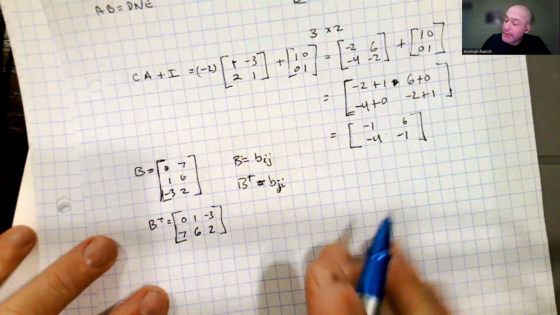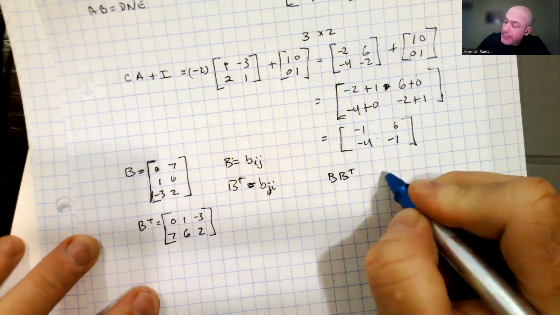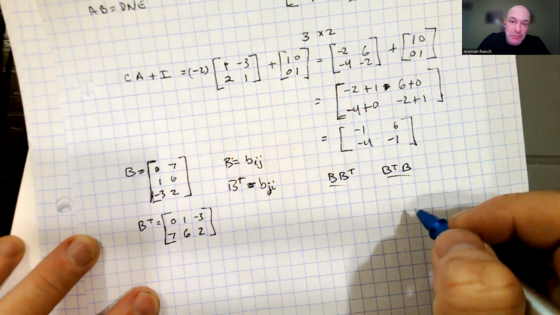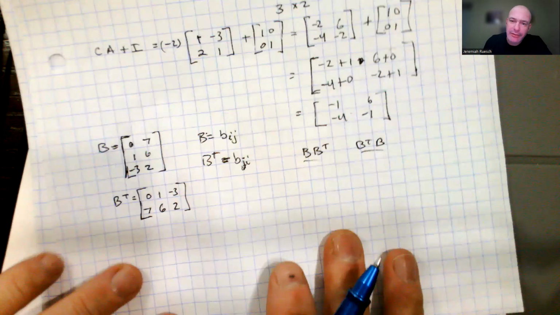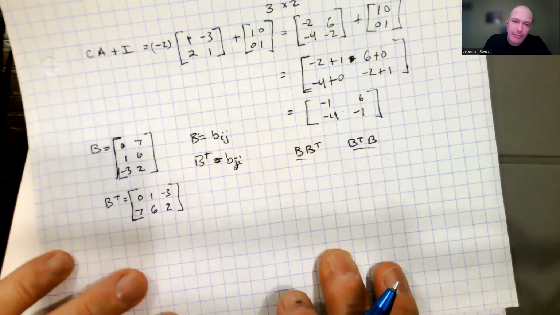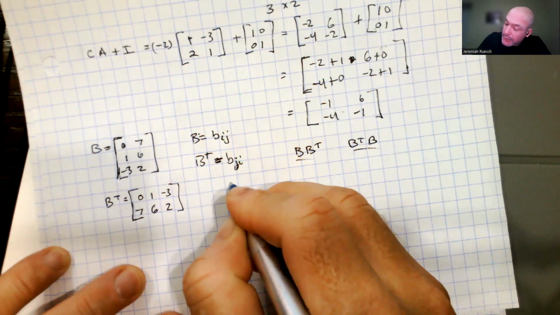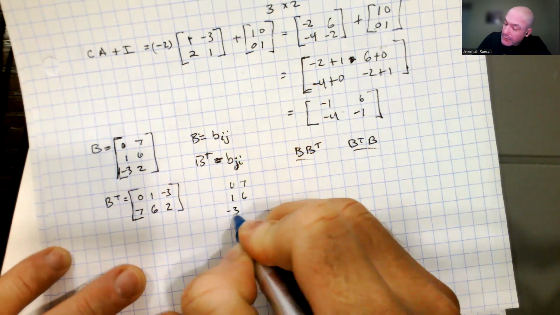Okay. So the last thing we'll want to look at is B times B transpose and B transpose times B. So let's look at these products and see one more thing, and see if we can hypothesize or make a pretty good conjecture from this calculation as well. Okay. All right. So B is 0, 7, 1, 6, -3, 2.